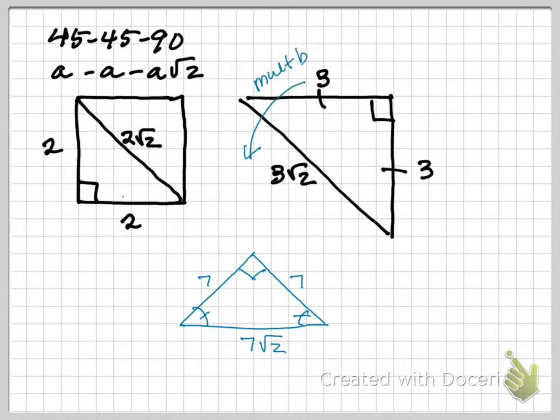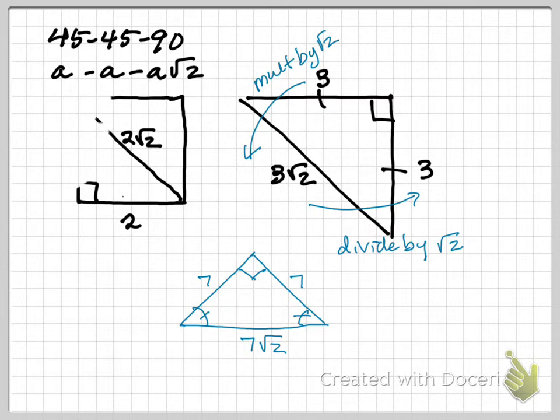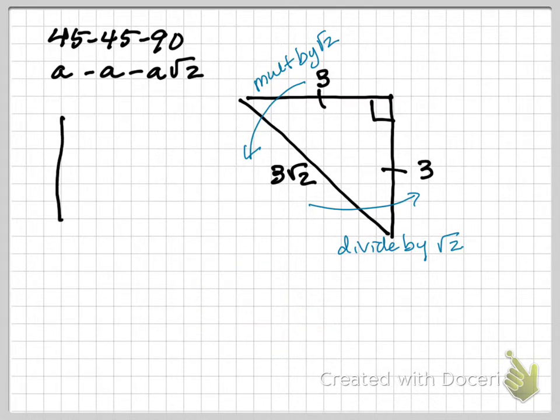If you have the shorter length and you want to get the longer length, you're going to multiply by the square root of 2. But if you have the longer length, the hypotenuse, and you want to get shorter, you're just going to divide by the square root of 2. Pretty much it's that simple. So long as you have a 45, 45, 90 triangle, you're either multiplying or dividing by the square root of 2. So let's start with this one.